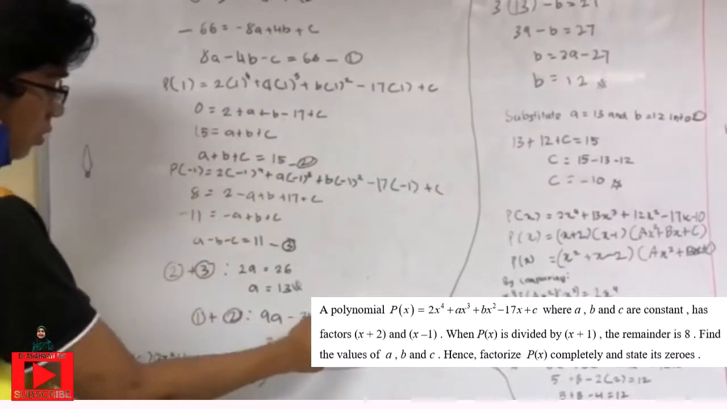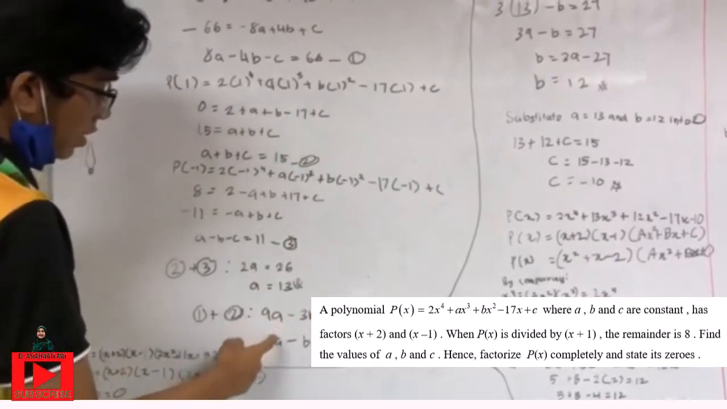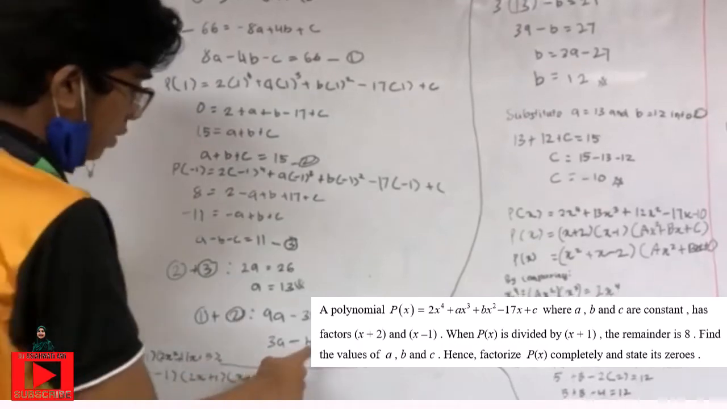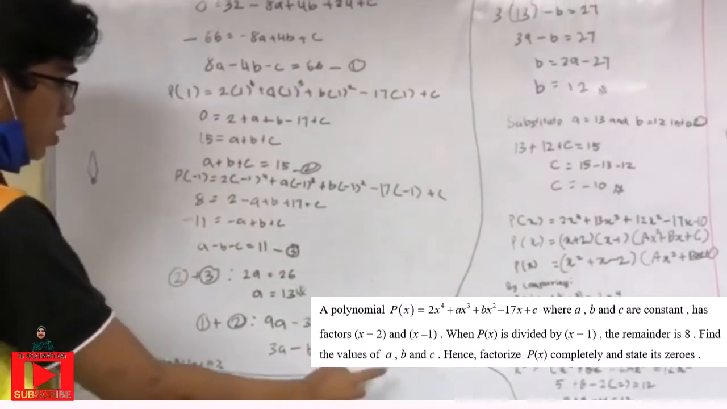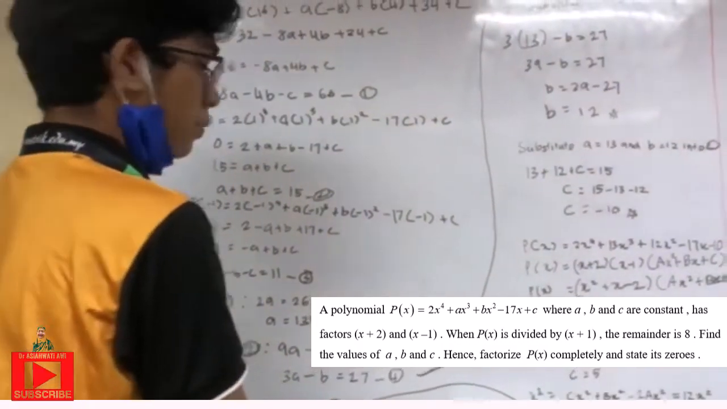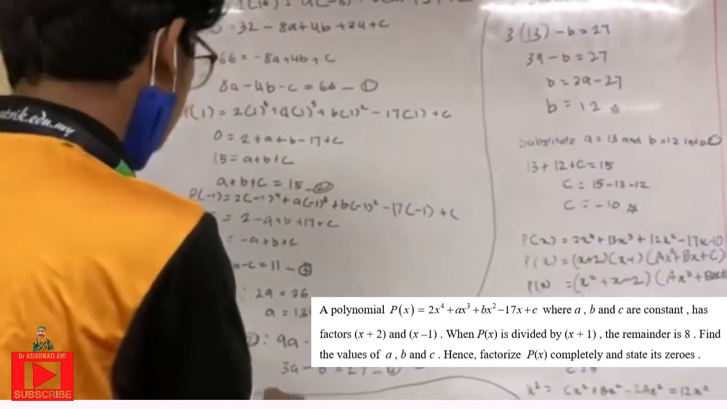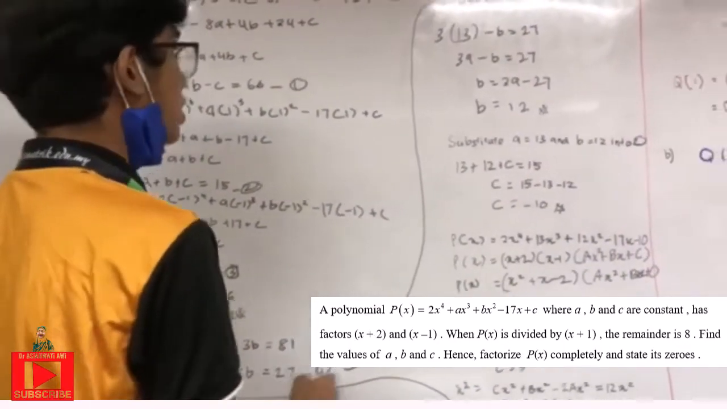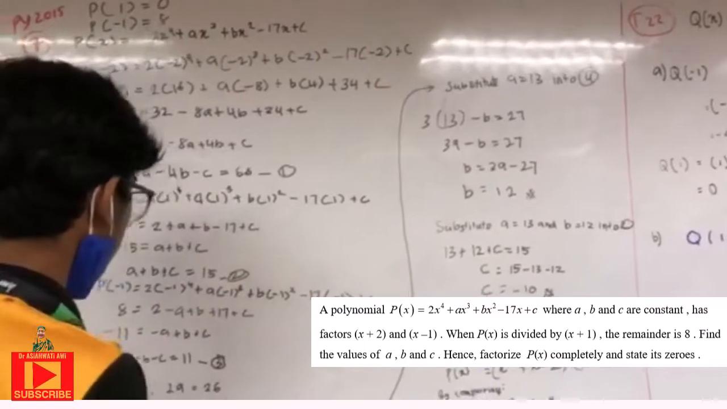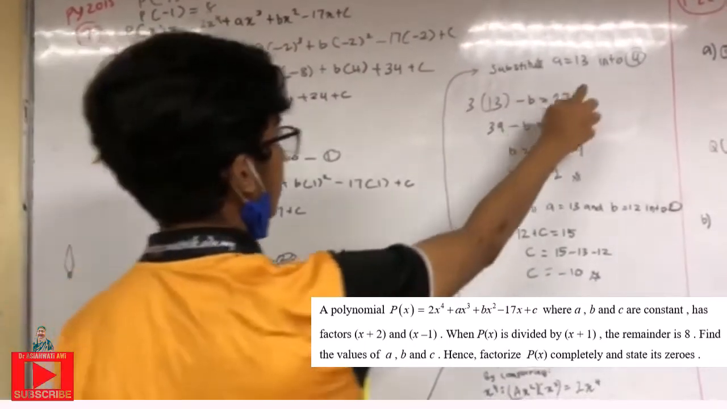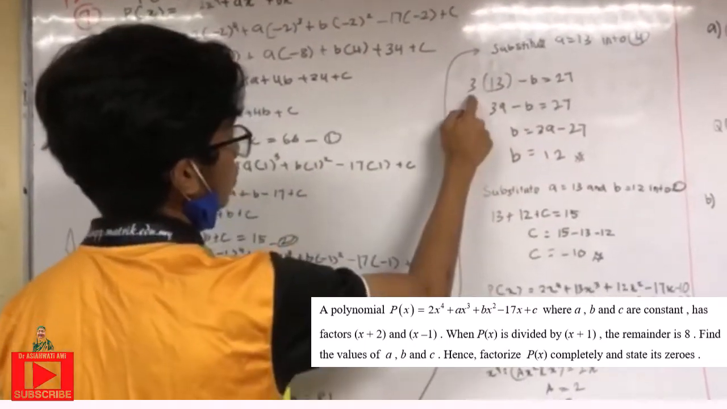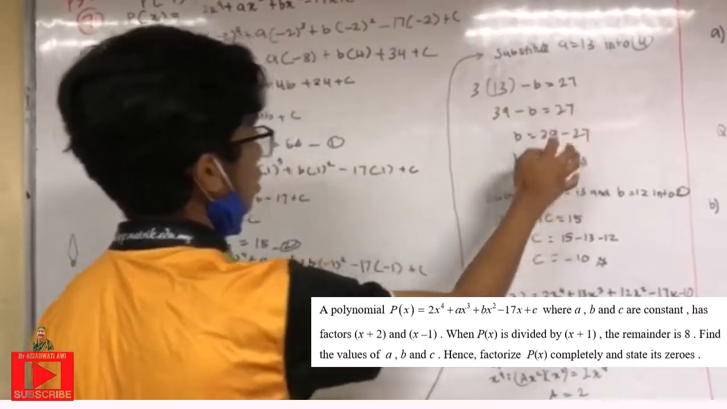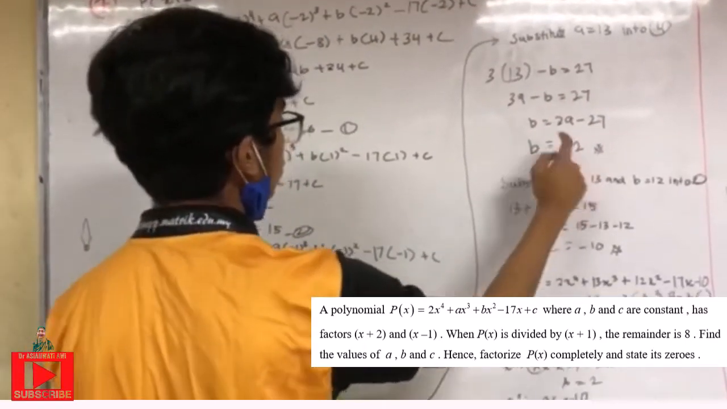Lepas tu semua yang satu line ni kita boleh bahagi dengan 3. Dapat 3A minus B equals to 27. Dapat equation keempat dia. Faham tak? Okay. Lepas tu kita boleh substitute value yang tadi kita dapat tu, A 13 tu, dalam 4. Kita substitute macam biasa. Kita dapat value B sama dengan 12.